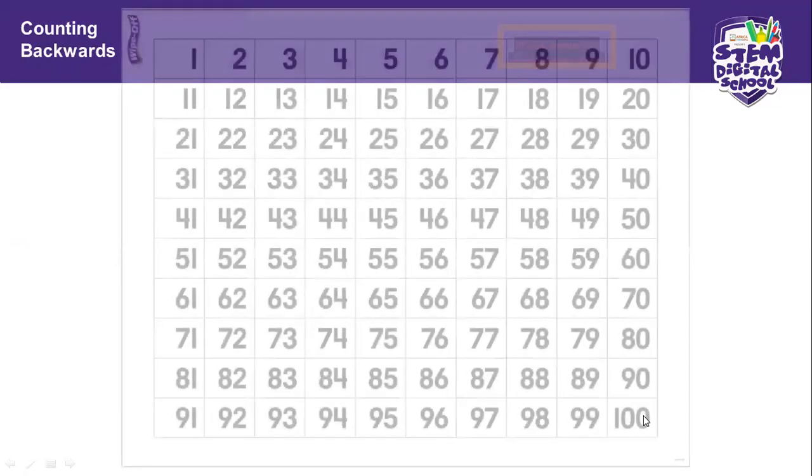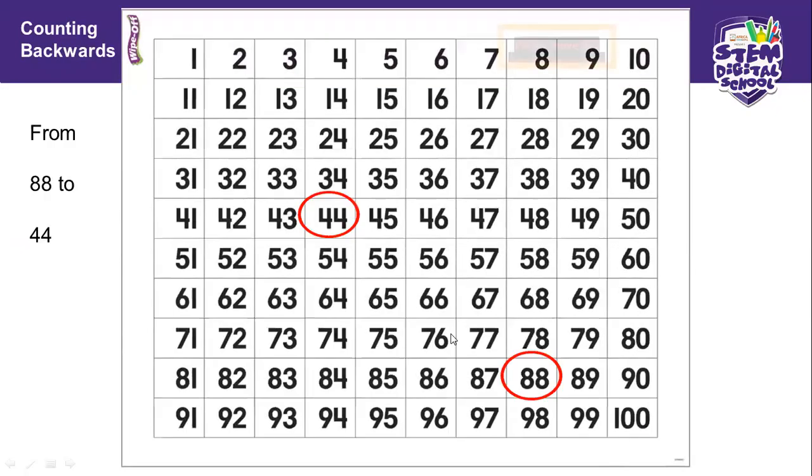Okay, now we are going to count backwards. We are going to start from 88 to 44. I want us to go at the same pace. Wait. Let's go at the same pace. Ready, go. 88, 87, 86, 85, 82, 81.